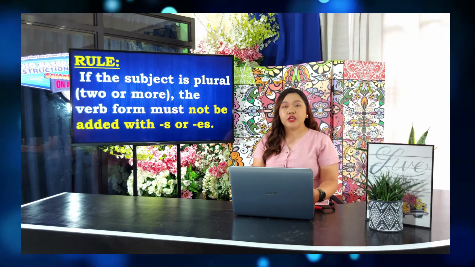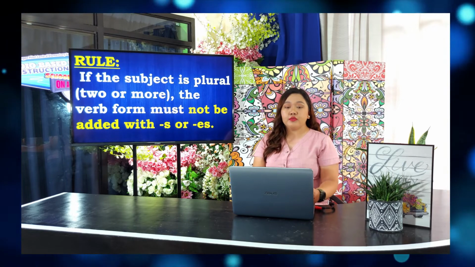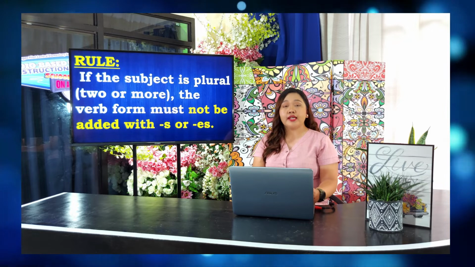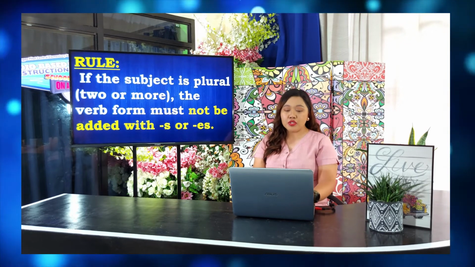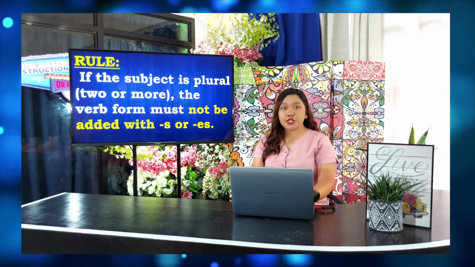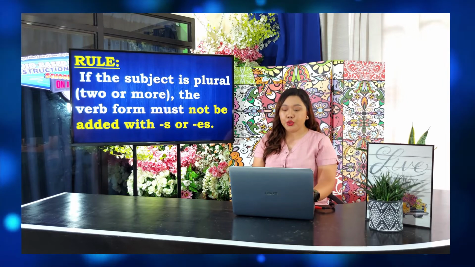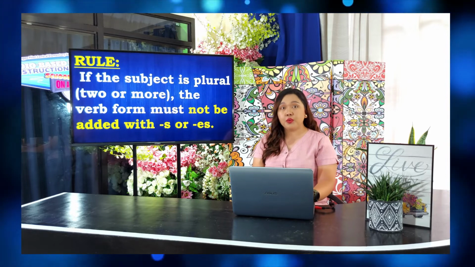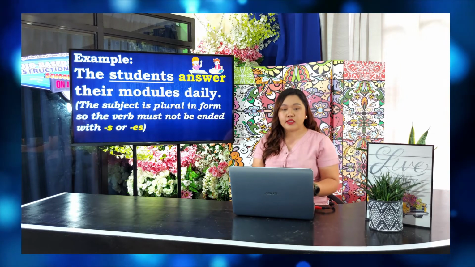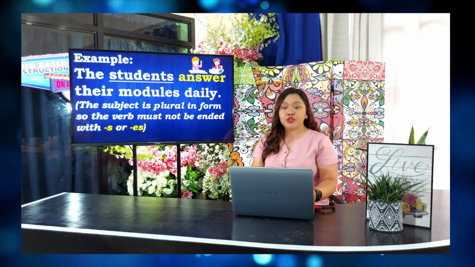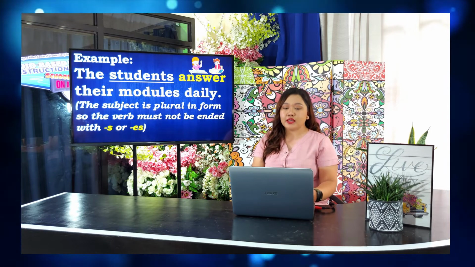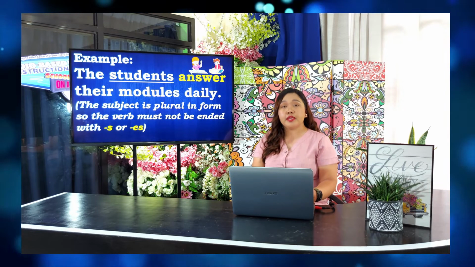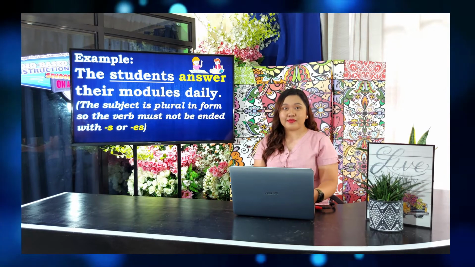Another rule, if the subject is plural, which refers to two or more, the verb form must not be added with s or es. Also, including the special subject pronoun I and you, it will always take the plural form of the verb, which has no s or es. For example, the students answer their modules daily. The subject is plural in form, so the verb must not be ended with s or es.